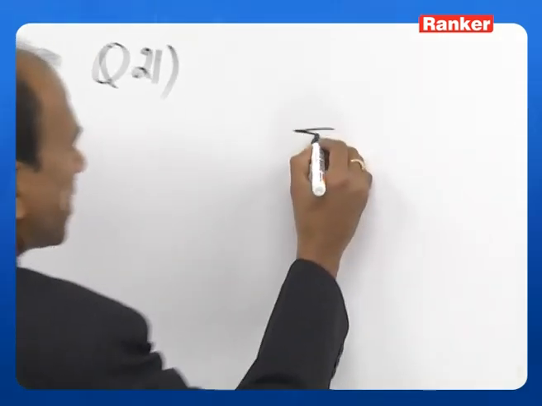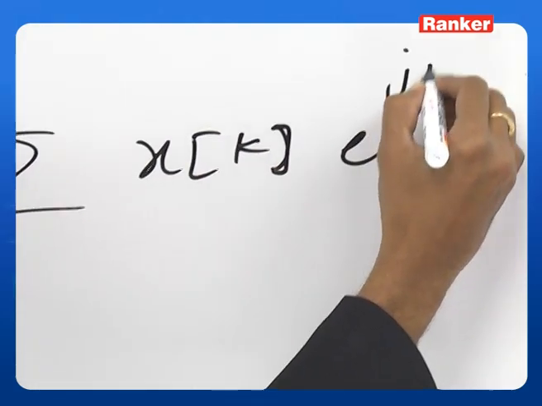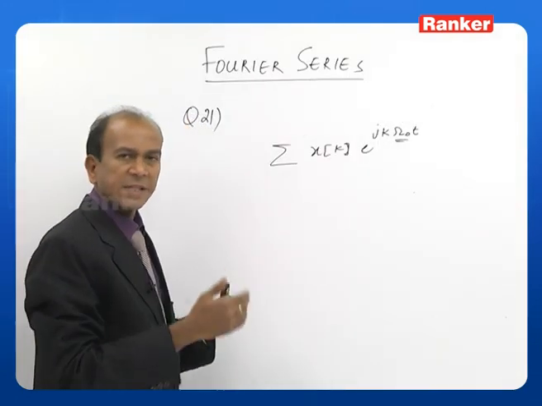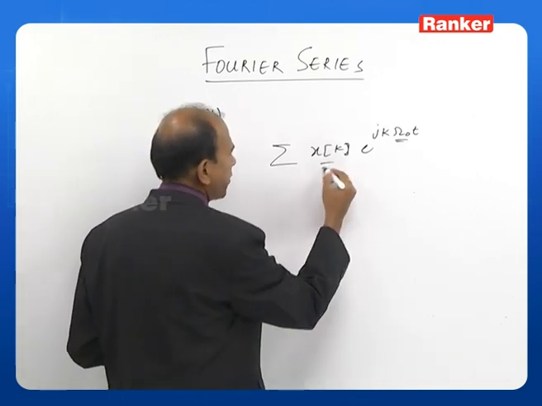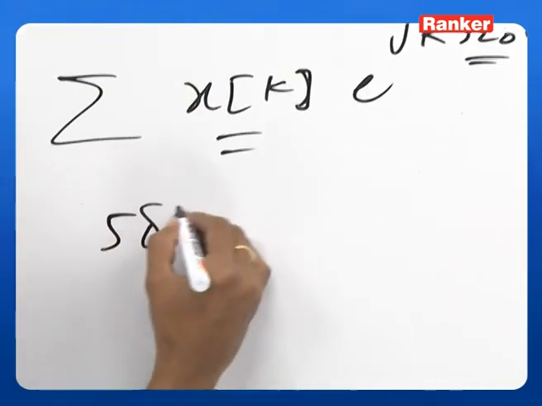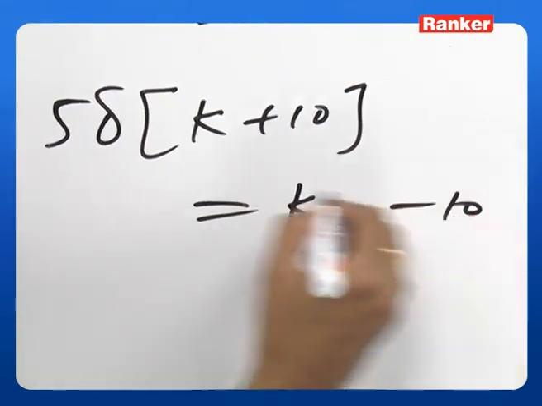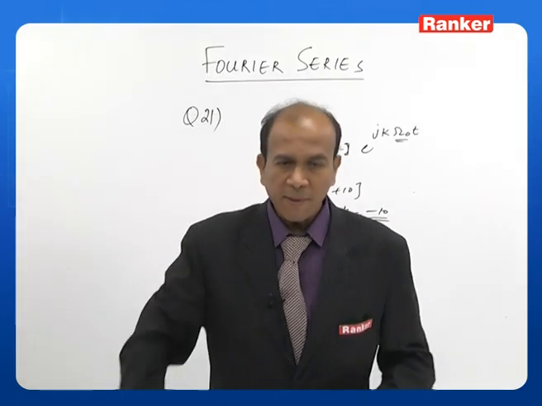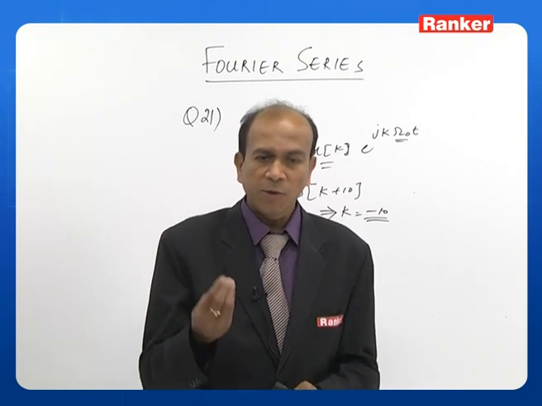So, it will be summation x of k, e to the power of j k, and this we are using to represent that the series is discrete. If you substitute this, you have to substitute for different values. For example, 5 delta k minus 10 we said, 5 delta k plus 10. So, here in this k is equal to minus 10. So, we have to substitute all this. When I substitute all this, there are some terms with k is equal to minus 10, and some with k is equal to plus 10.